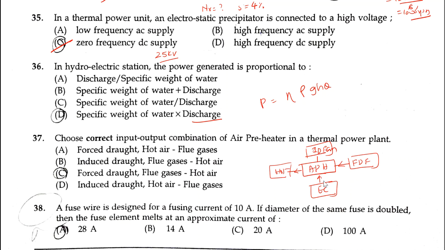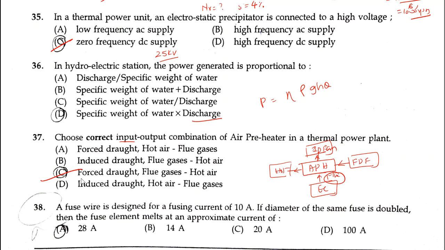So the input is the flue gases and the FD fan, and the output is hot air. What are the inputs here? The inputs are nothing but the forced draft fan and the economizer with the flue gases. So both are inputs. Output will be hot air. So the answer is C here.